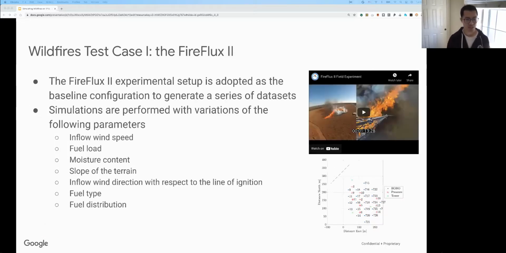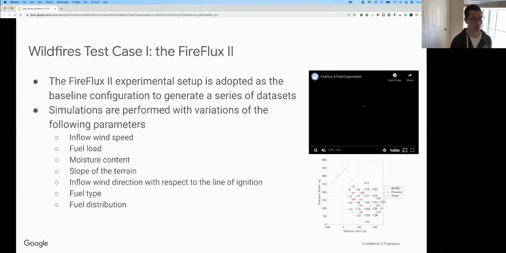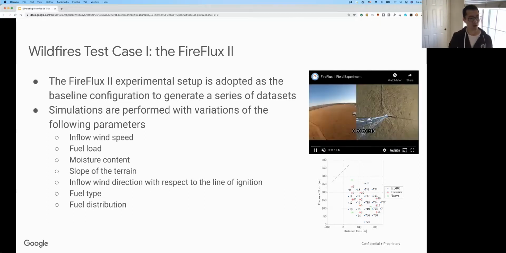One of the fire cases we considered is the Pri-Quack fire that was performed about 3 years ago, called FireFlux II. As shown by the video on the right, this is a wildfire propagating on very flat ground topped by homogeneously distributed tall grass. With our simulation, we first validated against their experimental results.